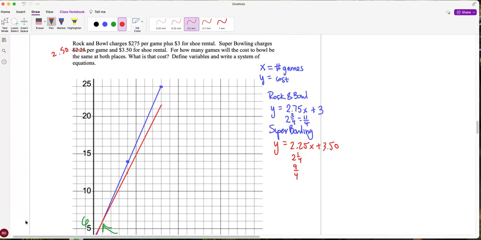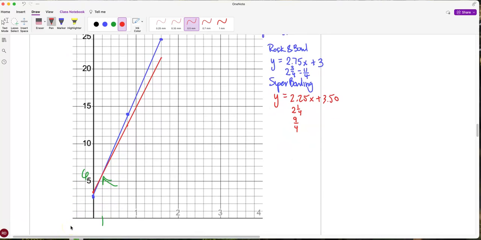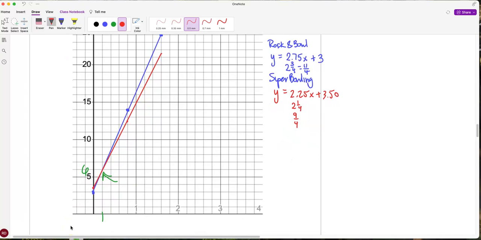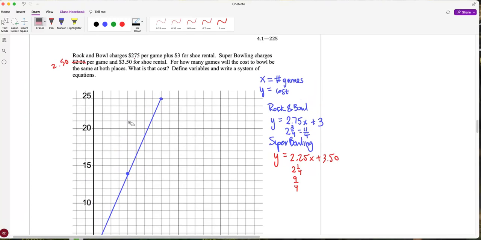Hold on. Sorry, I need to make a correction here as I'm working this out to make it better. I want this problem to solve graphically. For the word problems, I don't want to give you a graphical word problem and then the answer is, hey, it's just not good to do graphically. So let's make a couple of changes. Let's keep the Rock and Bowl equation like it is, but let's change the Super Bowl to $2.50 per game and $3.50 for shoe rental.